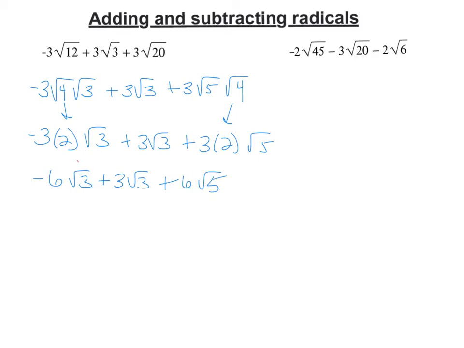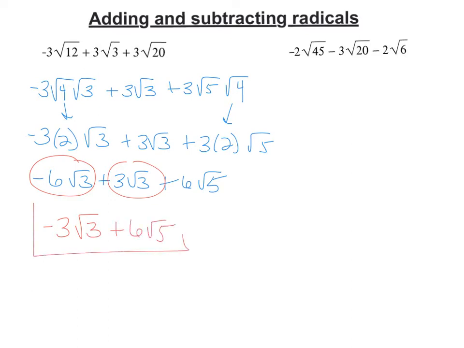Only add the ones that are like. These two are like because the radicals are the same. So negative 6 plus 3 gets you a negative 3 and keep the radical. You're just going to add 6 radical 5 to the end of it because it does not have the same radicand, and that means that you cannot combine them any further.